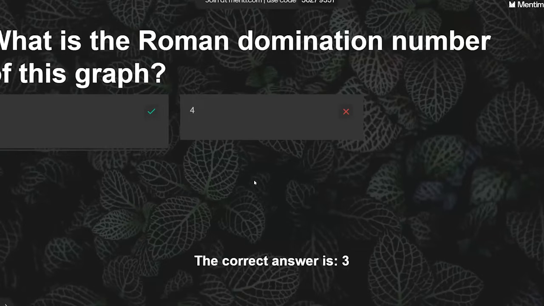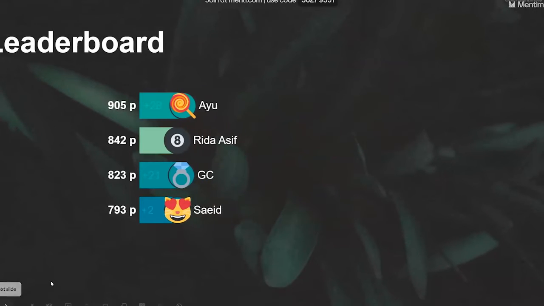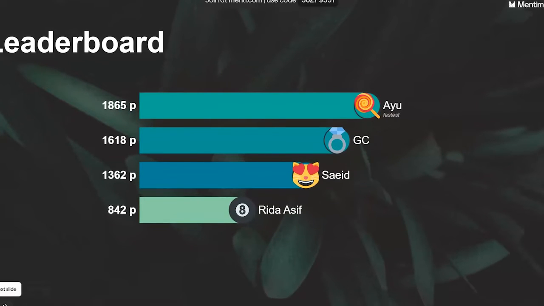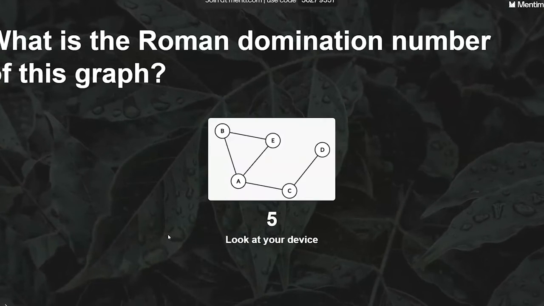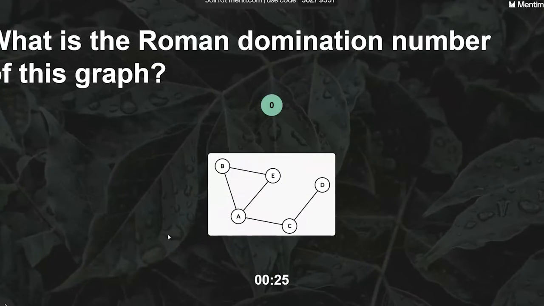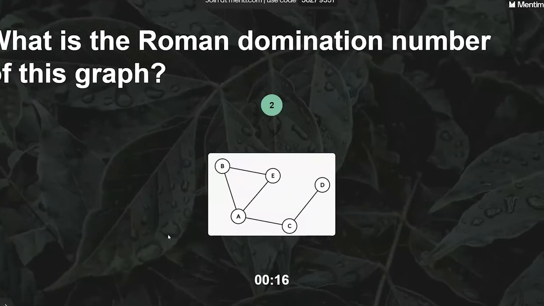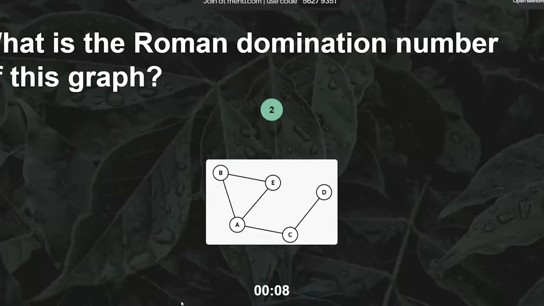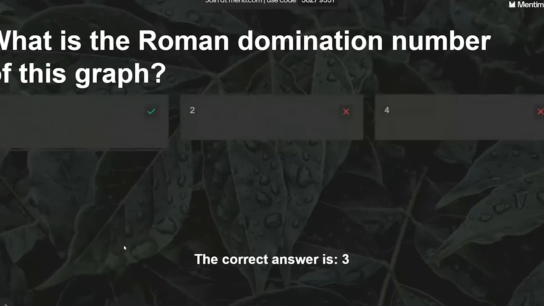The answer is 3. Yeah. Because we need 2 soldiers in one vertex and then 1 soldier in the other. Okay, great. Roman domination number again. The correct answer is again 3.